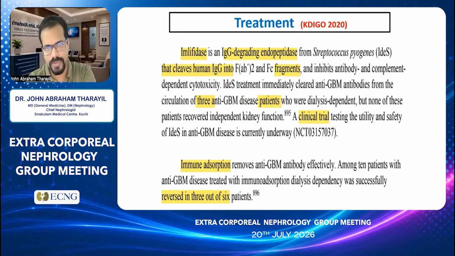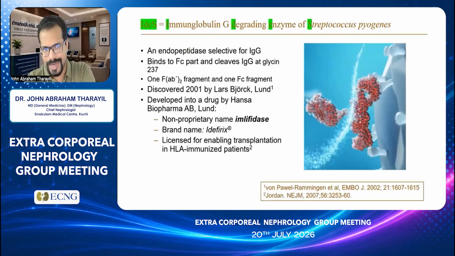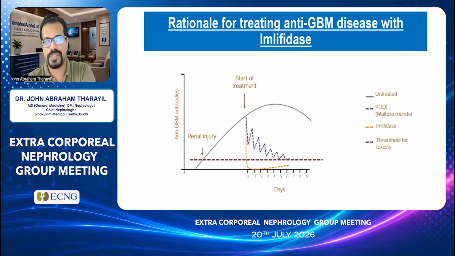So what is imlifidase? It is an endopeptidase selective for IgG. It binds to the Fc part and cleaves IgG at glycine 237, giving one F(ab')2 fragment and one Fc fragment. It was discovered in 2001 by Lund and colleagues, and developed into a drug by Hansa Biopharma. It was licensed for enabling transplantation in HLA immunized patients.